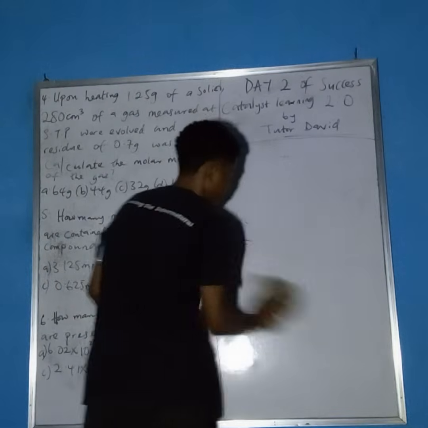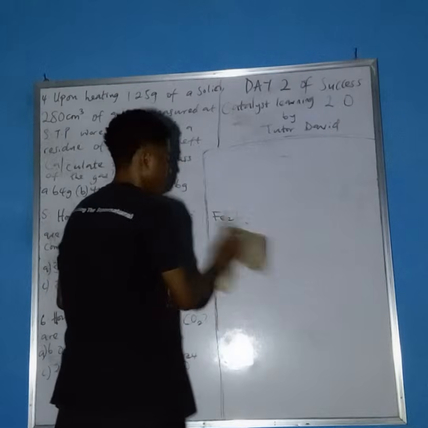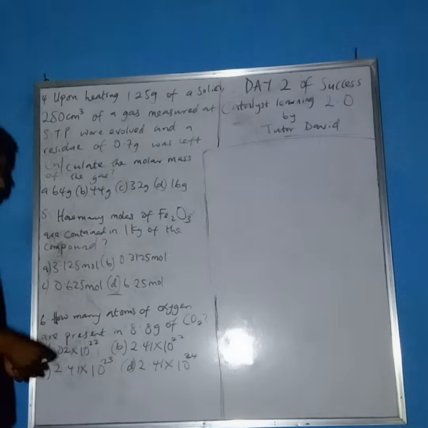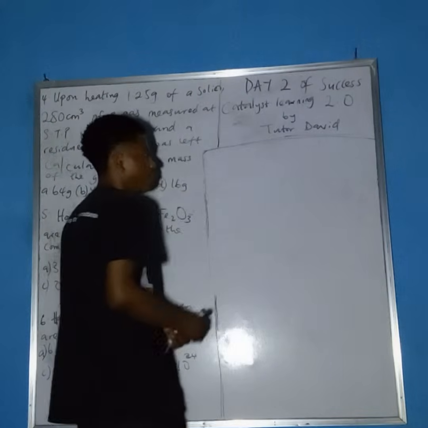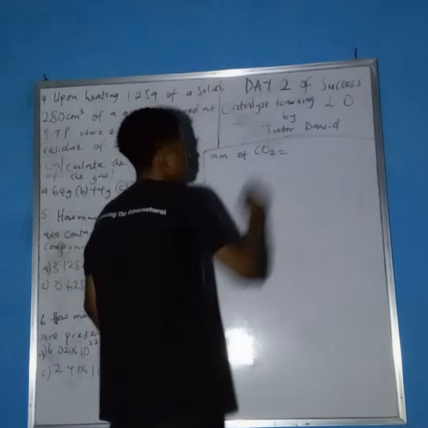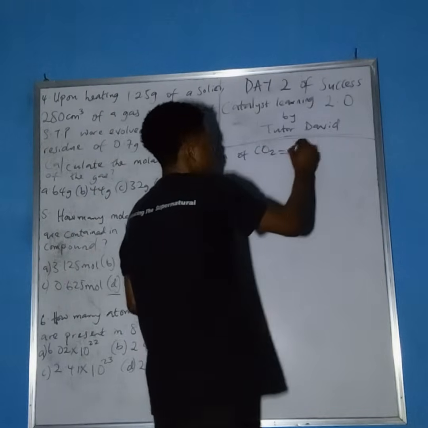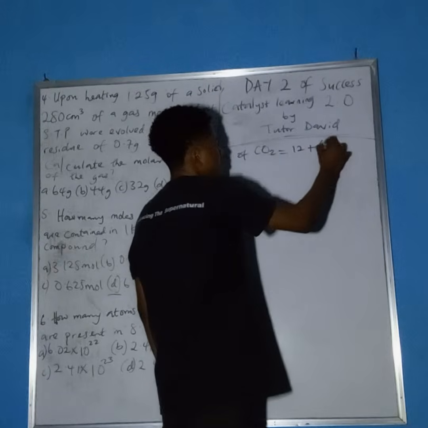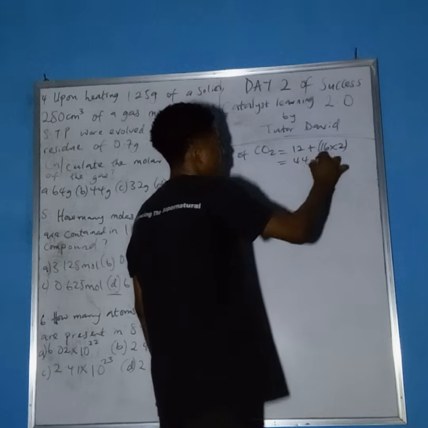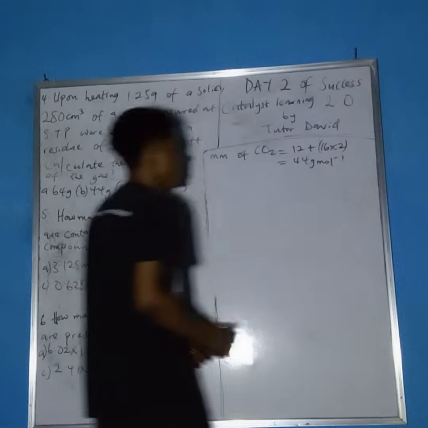First let me clean this other part. How many atoms of oxygen are present in 8.8 grams of carbon dioxide? Firstly, we need to determine our molar mass of carbon dioxide. So the molar mass of carbon dioxide, CO2, is carbon is 12, right? 12 plus oxygen was 16 times 2, which is 32. So this should give us 44 gram per mole, right? 44 gram per mole is the answer.